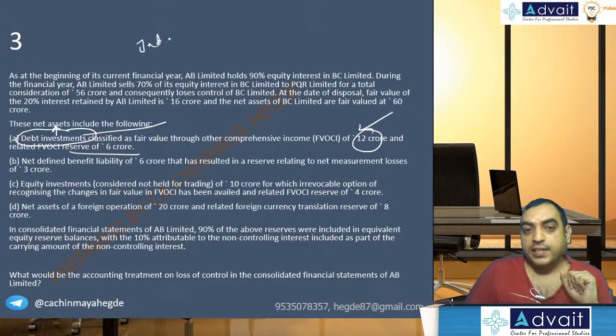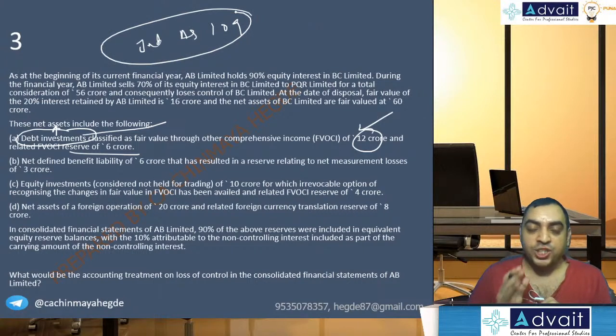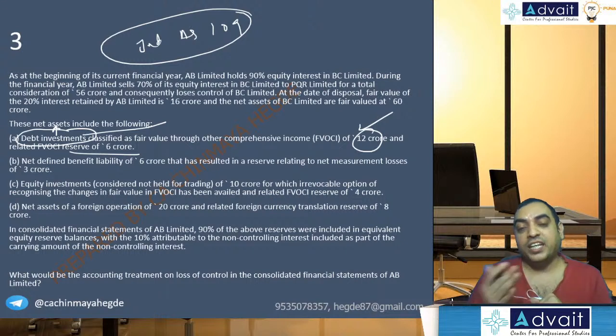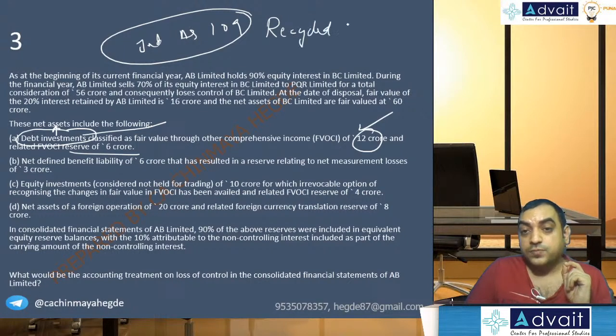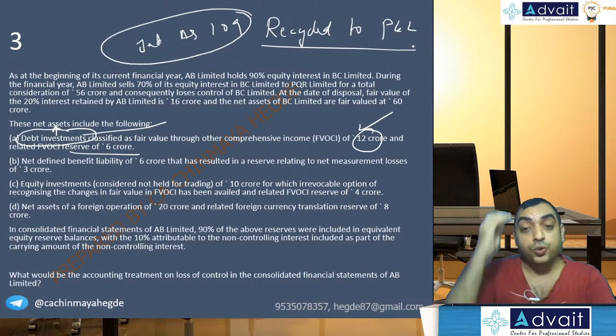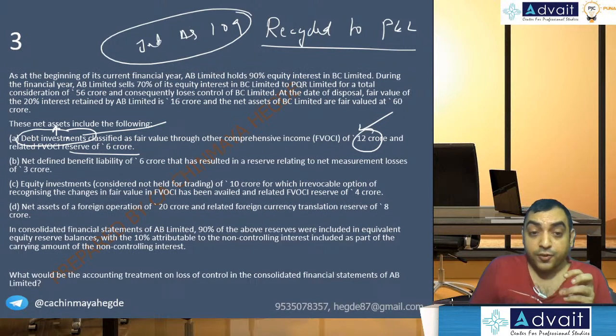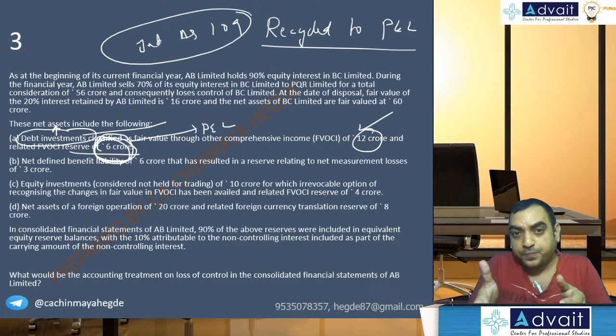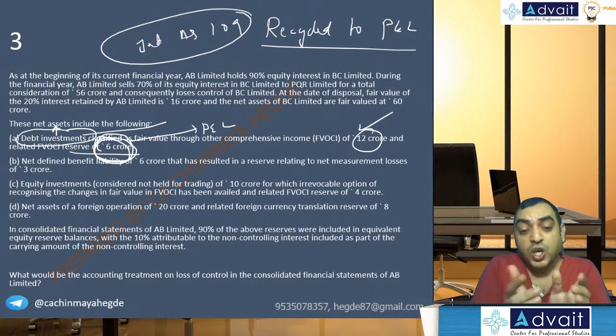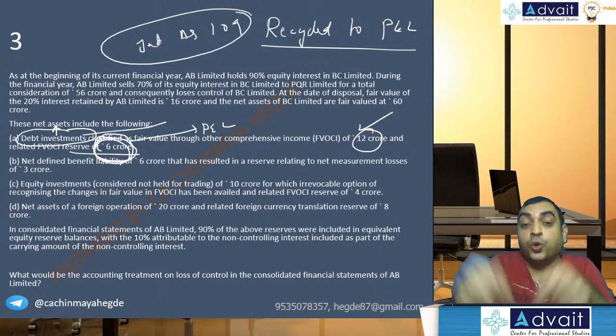Now for that we have to talk about Ind AS 109. Financial instruments in the nature of debt investments, when it is sold, when it is derecognized, if it was classified as FVTOCI, this has to be recycled to P&L account. Therefore, this fair value reserve of 6 crores should be transferred to P&L. Very simple situation. If you are a person having investments in the nature of debt classified as FVTOCI, you sell it, what will happen to its FVTOCI reserve? It will be transferred to P&L account. Same thing, do it now.